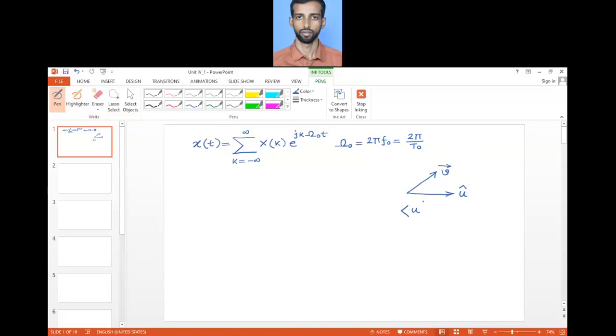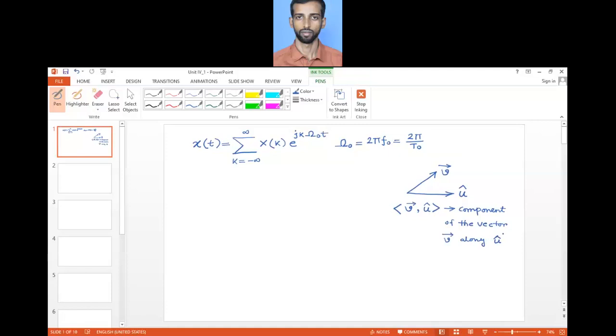So when you calculate the inner product between u and v, what does it give us? If I calculate the inner product v comma u, that gives us the component of the vector v along this unit vector u. And we know how to calculate this one.